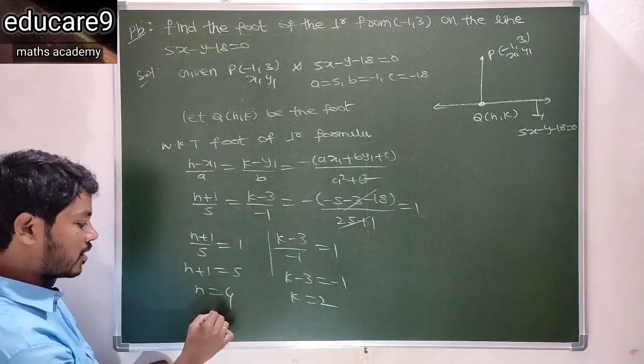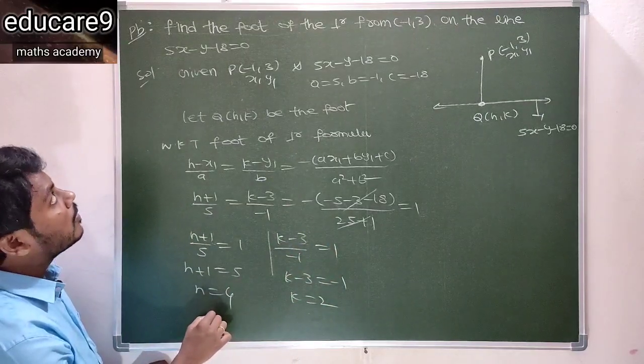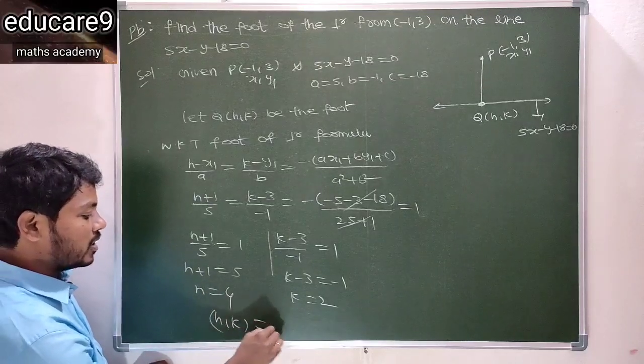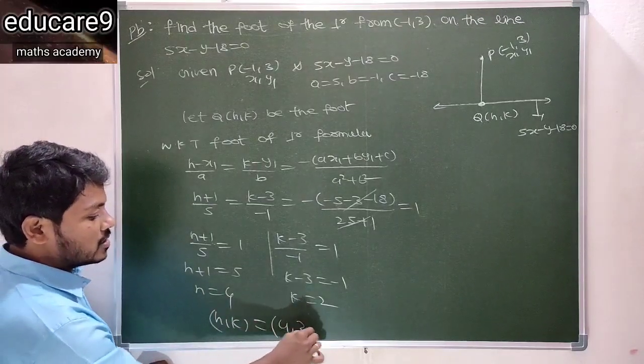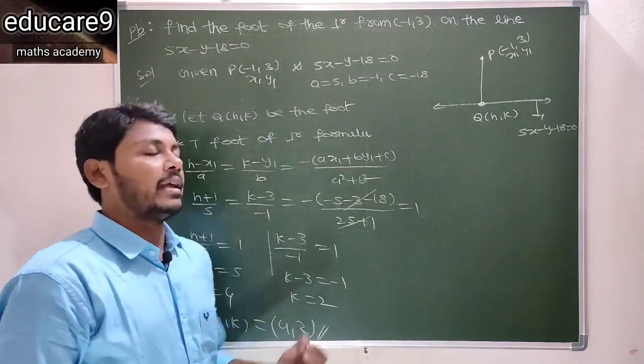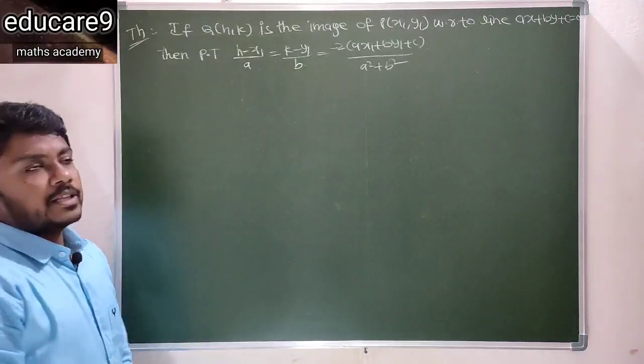So therefore (h, k) is the foot of the perpendicular. So clearly (h, k) is what? (4, 2). So this is the required point. So see the next theorem.